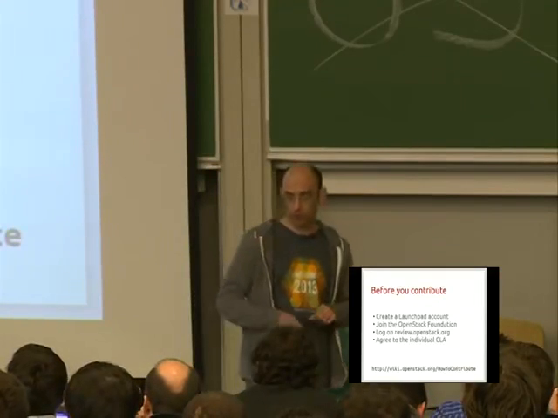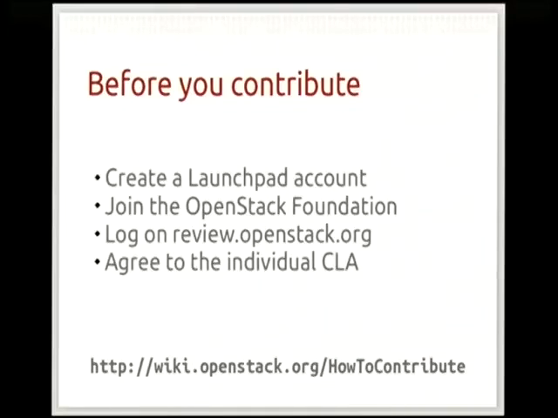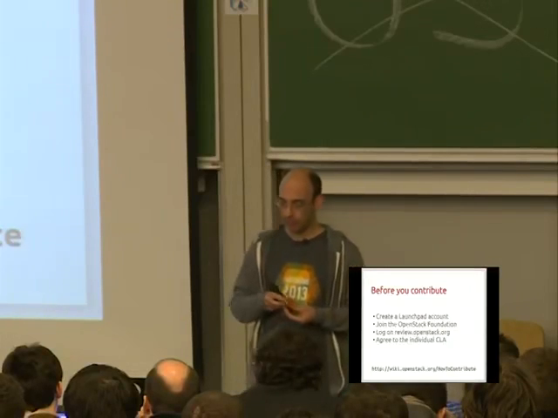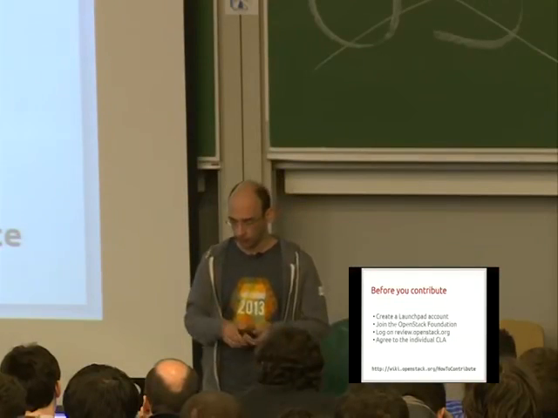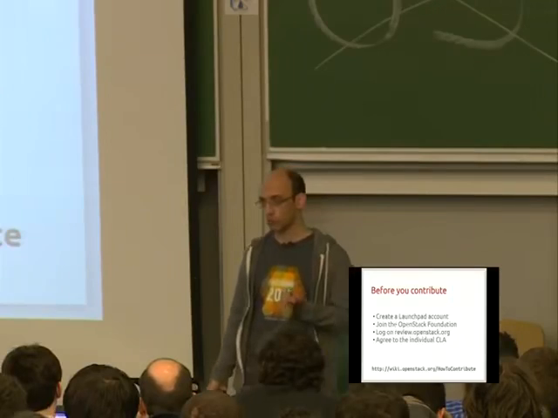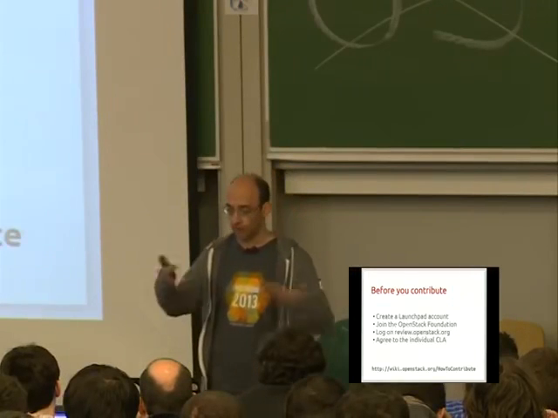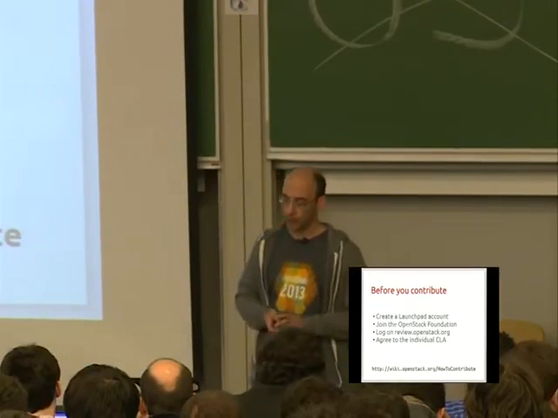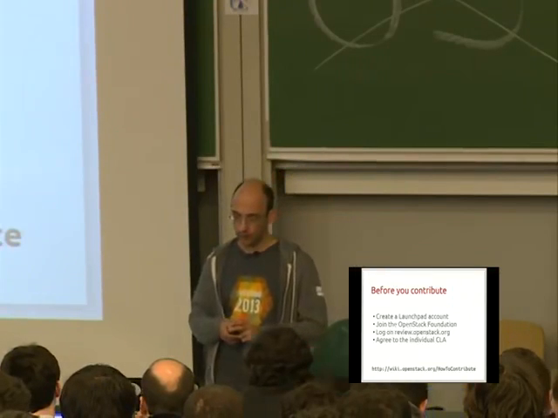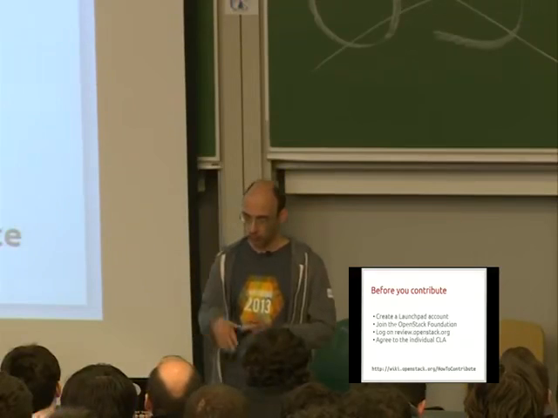Before you contribute, there are a number of steps, mostly so that you have the right accounts for the code review system. You need to create a Launchpad account, because that's what we use for authentication. We're gradually moving out of it, but at the moment, this is still the process you should be following. You need to join the OpenStack Foundation, because to contribute to OpenStack, you need to be a member of the nonprofit group that runs the whole infrastructure and trademark things around OpenStack.